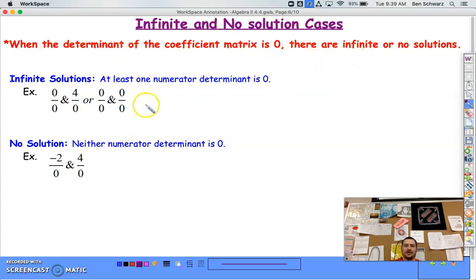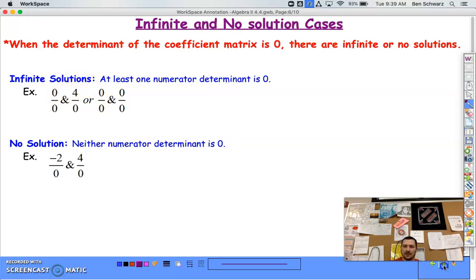So here's the difference. If it's infinite, at least one numerator determinant is 0. So that means at least one of the top ones is 0. Because we can do 0 divided by 0, that's fine. Now, when it's no solution, neither of your numerators are going to be 0. Okay, so if neither of them are 0, it's no solution. If at least one of them is a 0, then we say that's infinite solutions there.